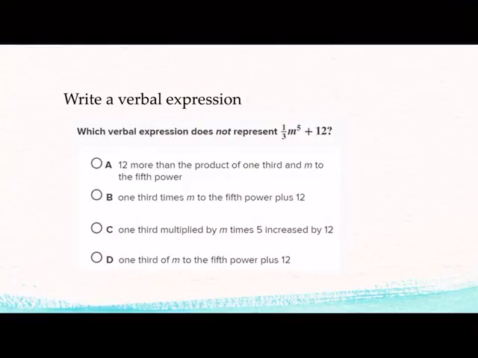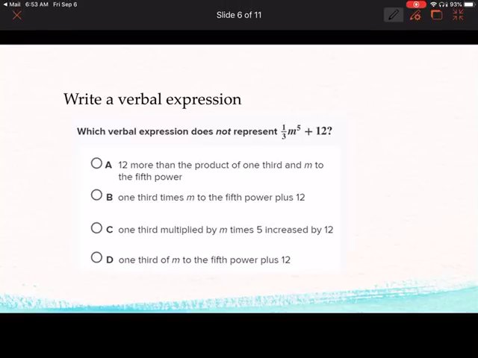So write a verbal expression. Which verbal expression does not represent 1/3 m to the 5th plus 12? So this is one of those error test type questions where we have to look at everything and see if it works. So the first one says 12 more than the product of 1/3 and m to the 5th power. So if I were to read that, 12 more than the product of 1/3 and m to the 5th power. So is that the same? Yes.